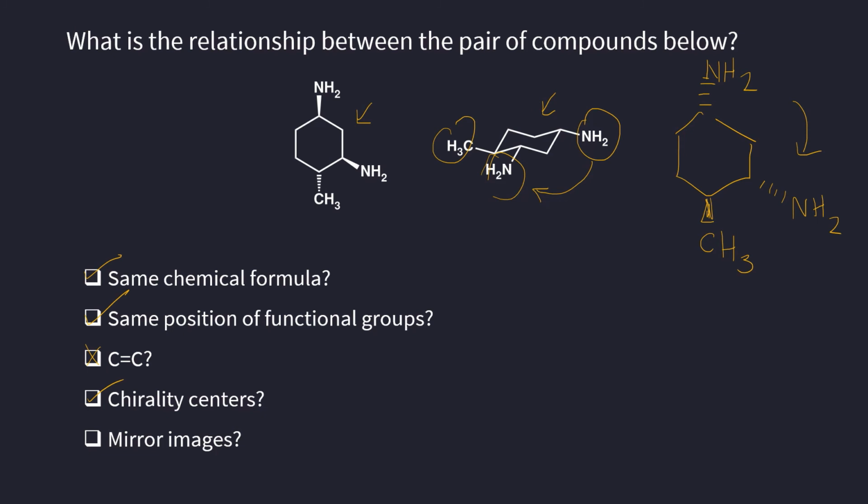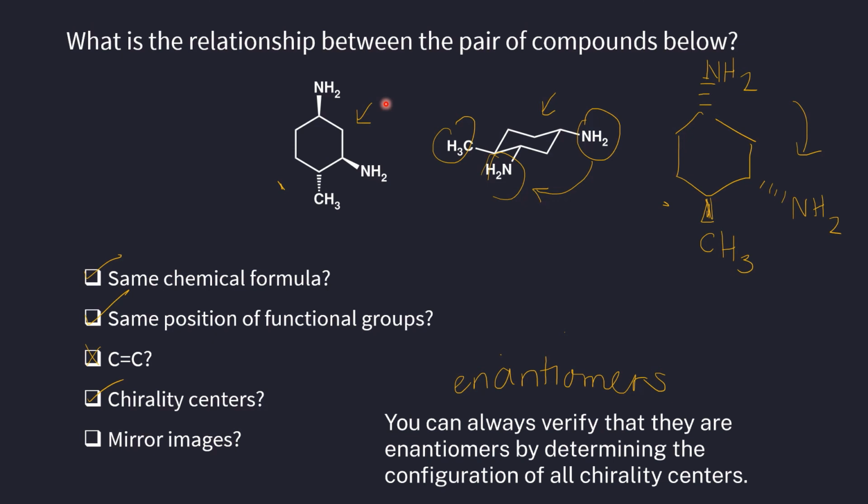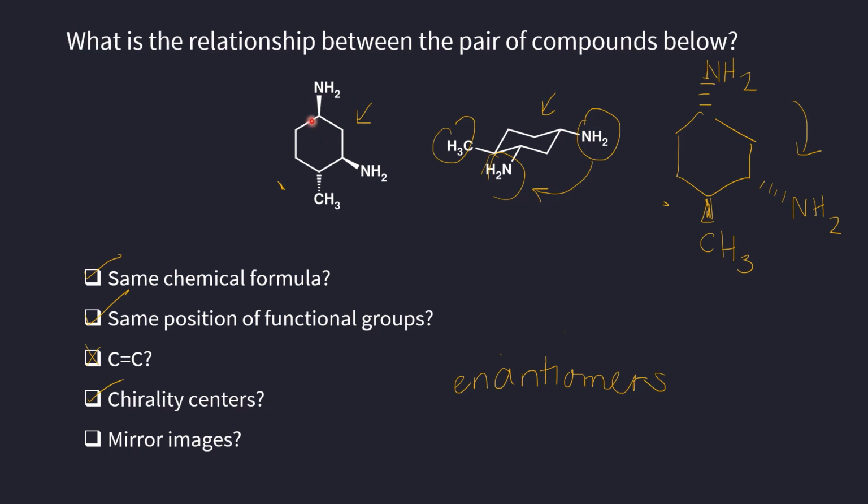So what is the relationship between this and this? Well, they are mirror images. So they are enantiomers. If you look at the groups, the NH2 groups are wedge here, whereas here they are hash, and the methyl group is hash, it got turned into a wedge. So because all of the chirality centers have been switched, they are enantiomers. If only one or two of these chirality centers have been switched, then these would be diastereomers.